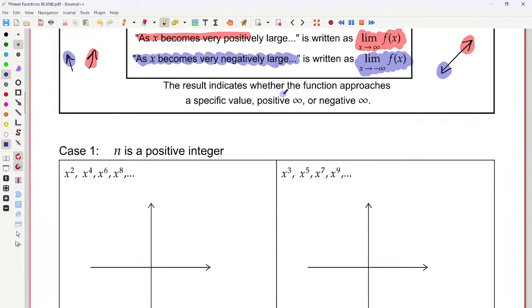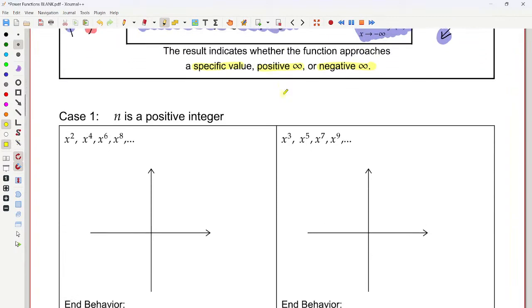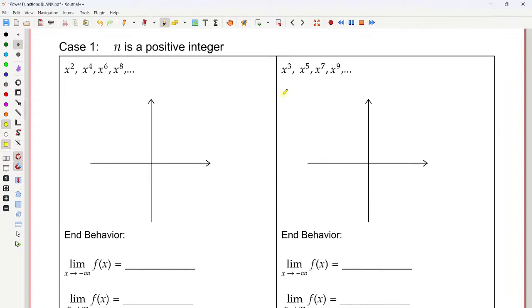Underneath it, it says the result is either going to be a number, positive infinity, or negative infinity. So we'll write this, and eventually we're going to say equals one of these three things: a number, infinity, or negative infinity. We do that for both ends of our graph. We're going to learn 5 power functions. We're going to write their end behavior, and there's more to pop up here. So, for instance, let's get to it.